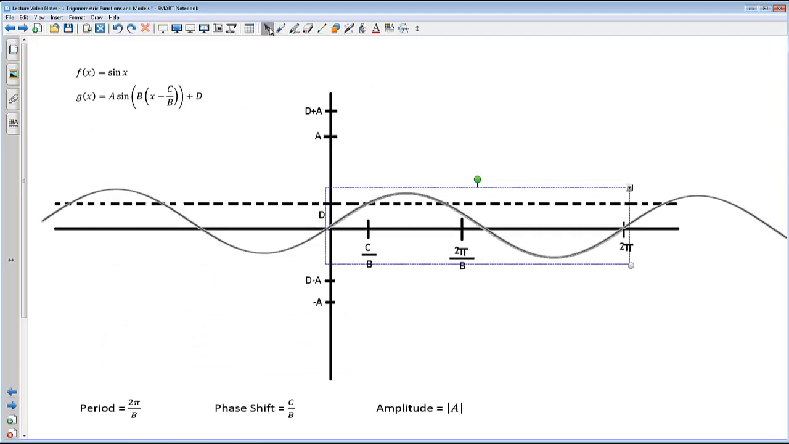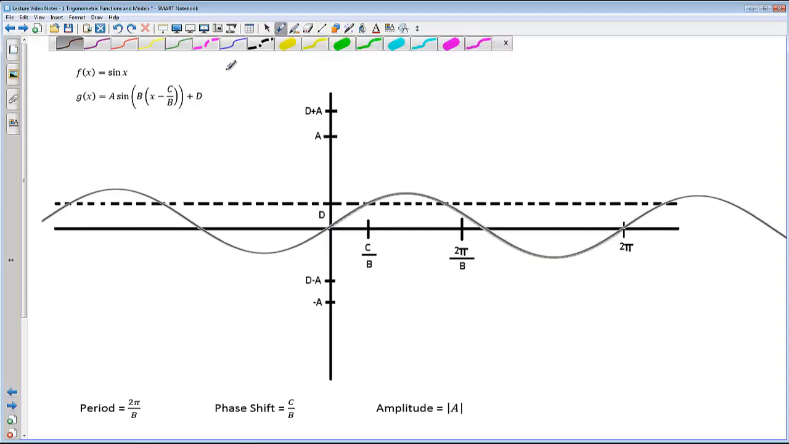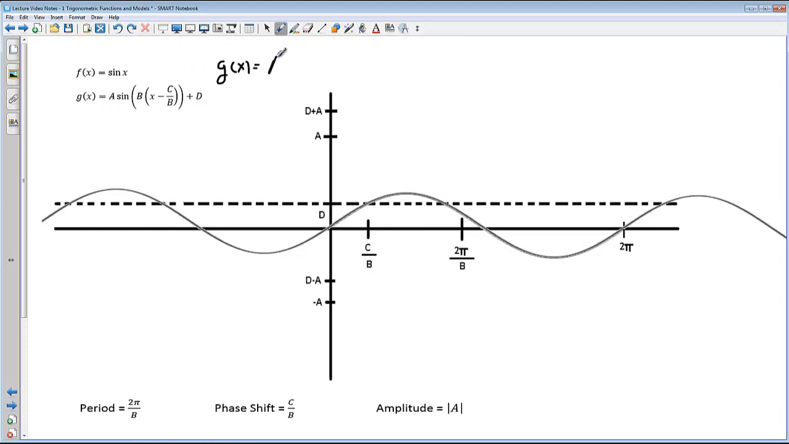Here we're starting with a sine wave, just sine of x, and we want to understand this g of x, which is equal to, let's rewrite this, a sine of b x minus c plus d. The way that I understand this is I actually factor a b out of the top. Down here you'll see there's this period 2 pi over b, this phase shift c over b, and amplitude absolute value of a.